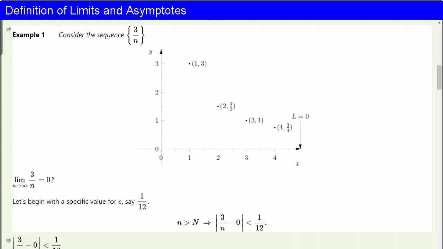Well, let's begin with a more realistic specific value for epsilon, say 1/12. What we want is to find a natural number capital N such that for n beyond capital N, 3 over n minus 0 in absolute value is less than 1/12.